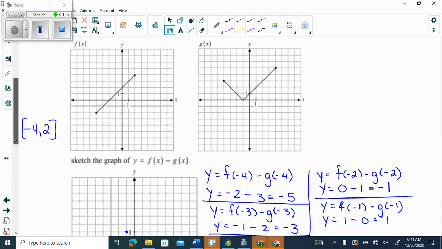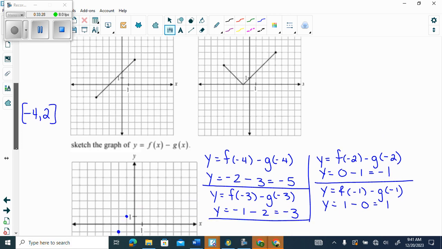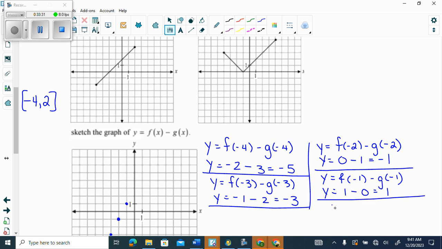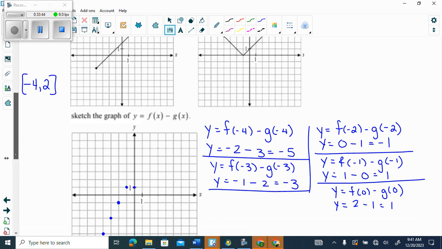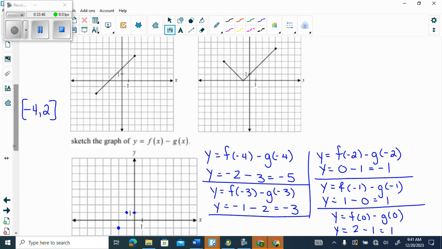Then 0. y equals f of 0 minus g of 0. So y equals 2 minus 1, which is 1. Now, guys, this is what I want you to see. I would be jolting across there, correct? So is it better to maybe check the point in between to see if it goes any higher between those, or do I just run across and just hope for the best? No, you want to check.